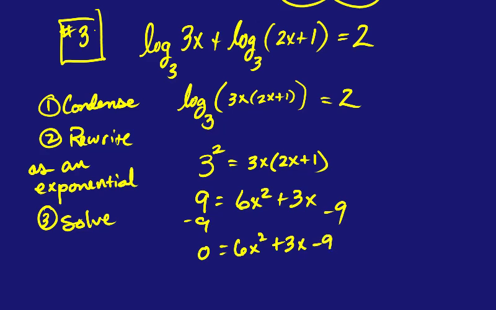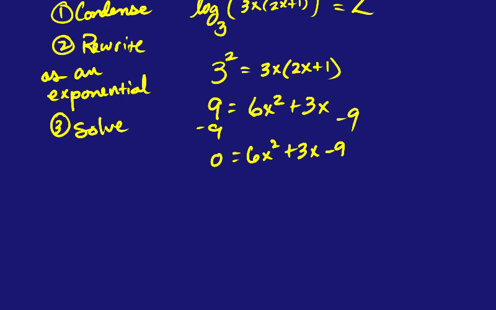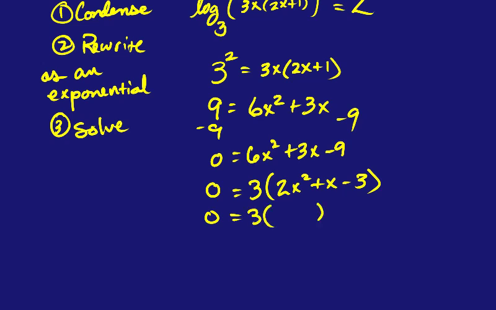I know what you're already saying on the other side of the screen. You were saying take out the GCF. I agree. 0 equals 2x squared plus x minus 3. And I hope you remember how to factor because it works. So we'll multiply to 2x squared. Yep, you're right. 2x and x.